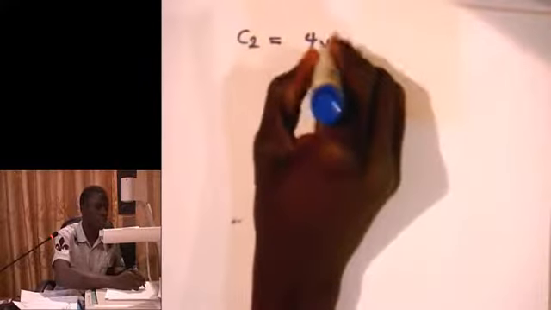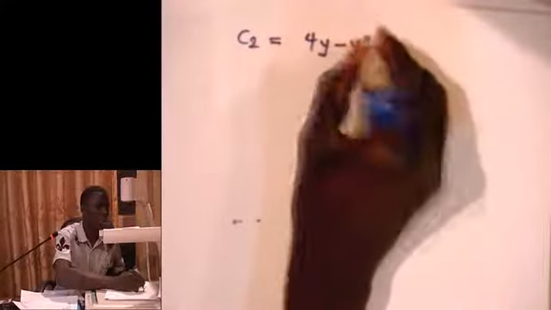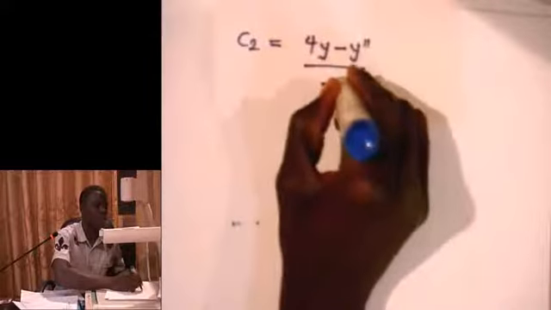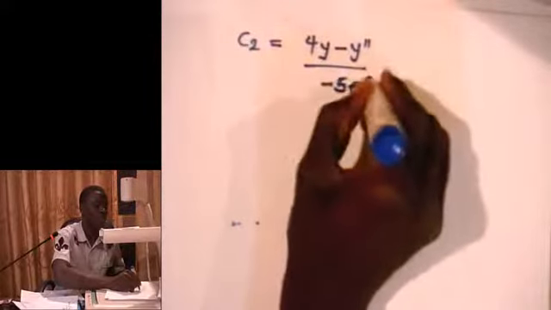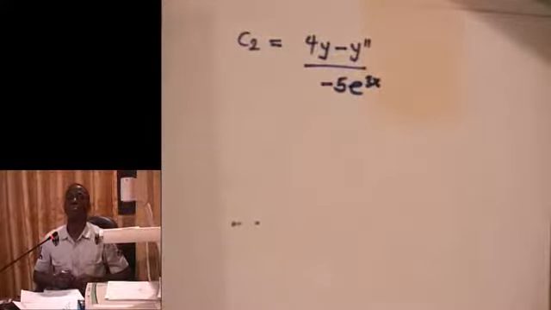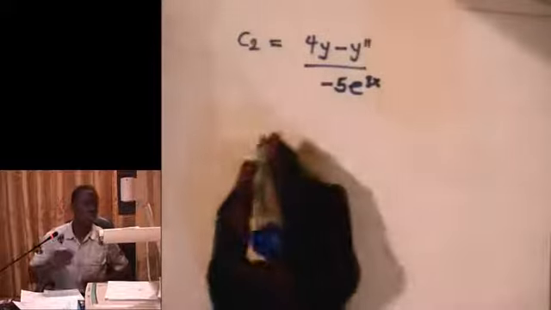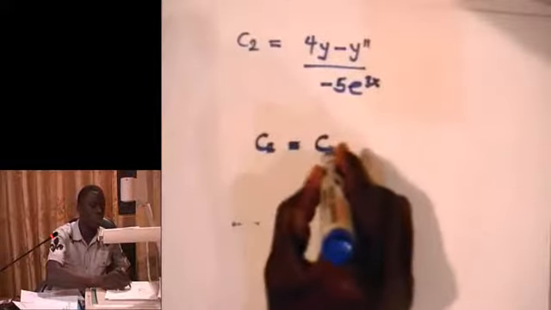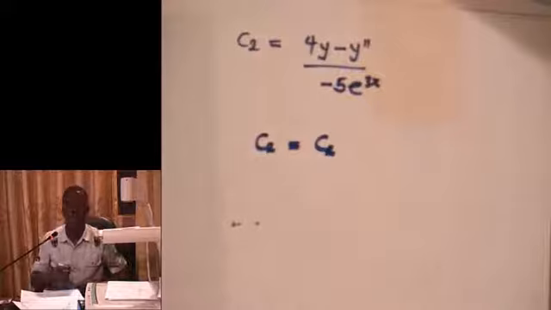C2 equals (4y minus y'') over minus 5 e^(3x). We now have two equations or values for C2. Since C2 is always equal to C2, we equate the two values.